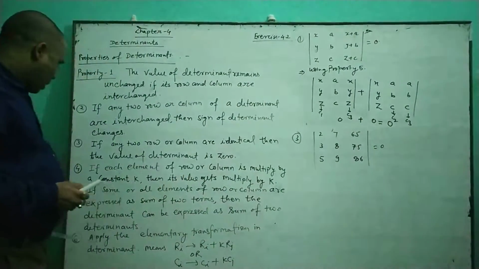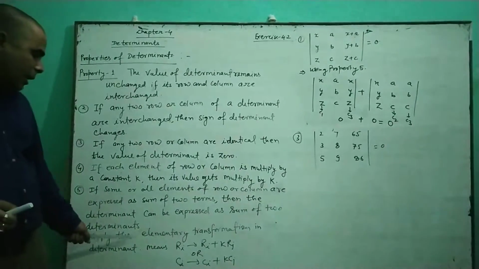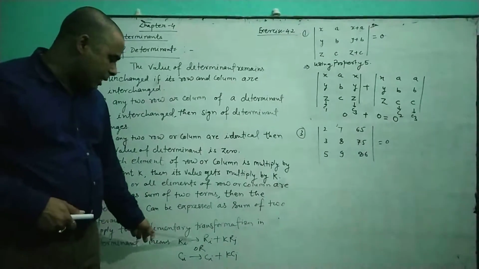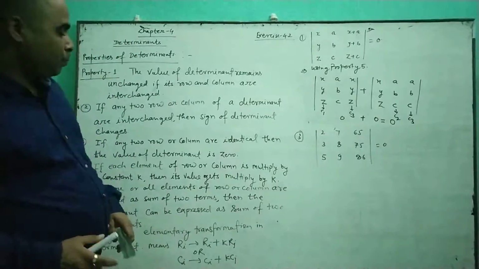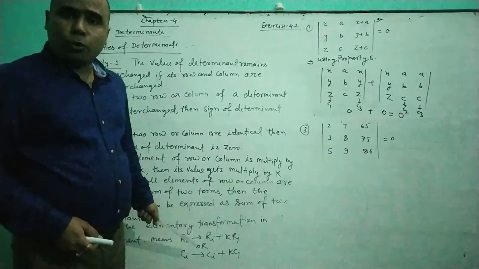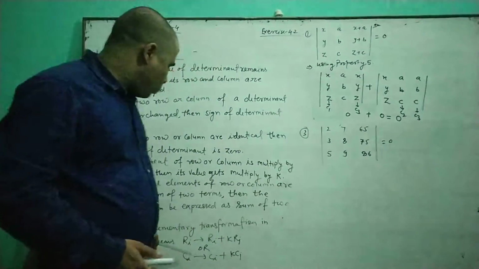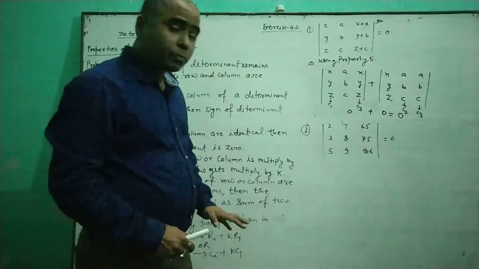Now here in property number 6, we apply the elementary transformation in a determinant, meaning Ri tends to Ri plus k Rj, Ci tends to Ci plus k Cj. Now this type of property we have to use in matrices. In this question number 3 also we have to use this property. How can we use this property?